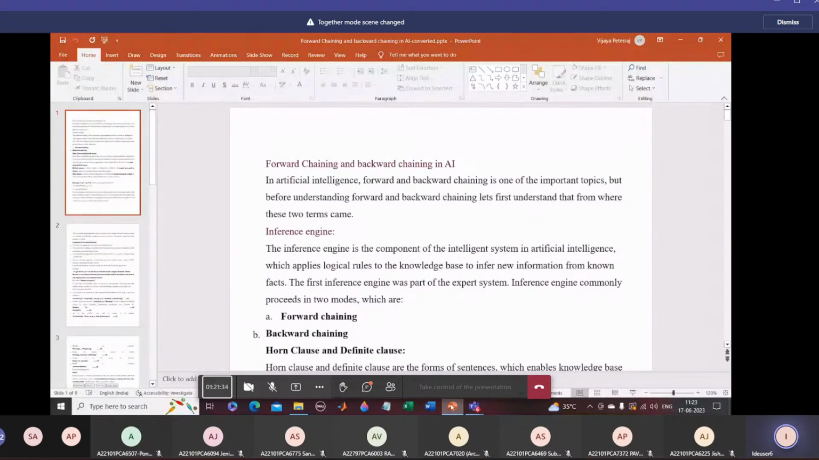So this is one of the components of an intelligent system in AI. It is going to apply all the logical rules to the knowledge base so that it can infer some new information from the known facts. Okay. The first inference engine was a part of the expert system. It commonly consists of two modes: one is forward chaining, and the other is backward chaining.